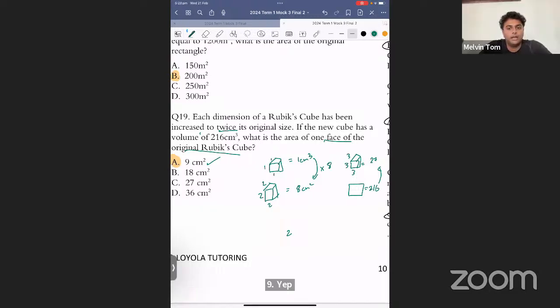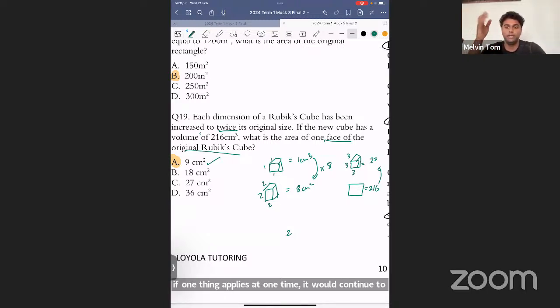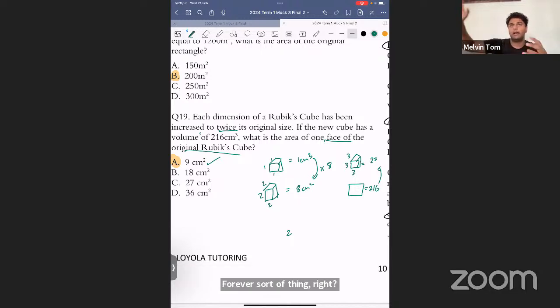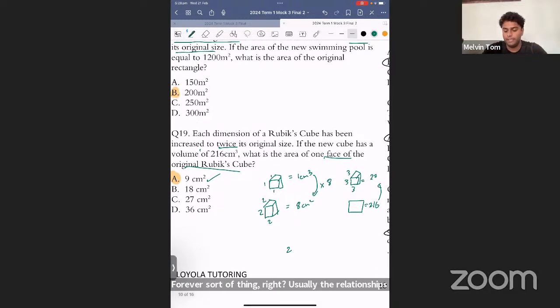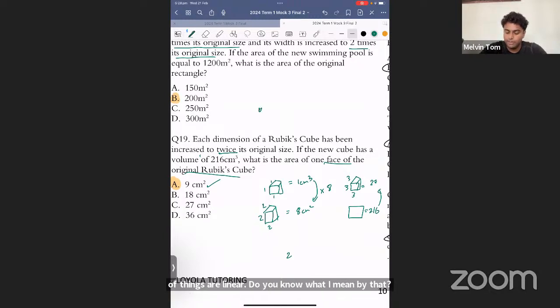All right. So in maths, whenever you do a question, I would recommend visualizing it. That helps. Another thing I would recommend is break it down into the smallest unit possible. A lot of times, the thing about maths is that if one thing applies at one time, it would continue to apply forever. Usually, the relationships of things are linear. Do you know what I mean by that? For example, if something starts off here, and you increase the bottom half, the top half will increase by the same proportion. Do you understand?